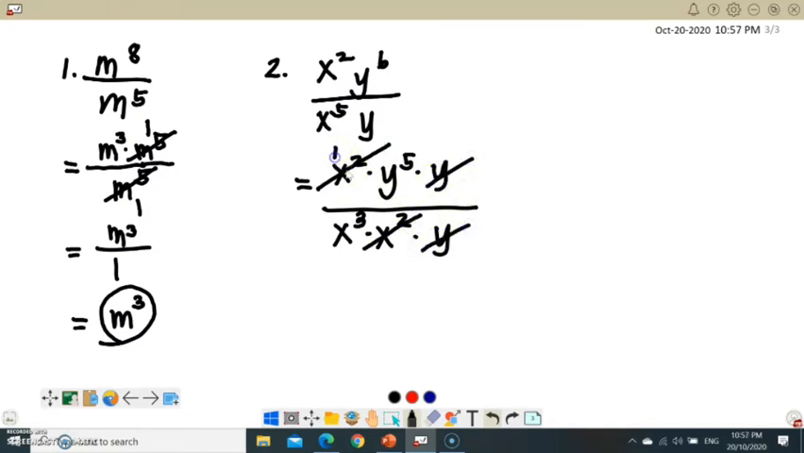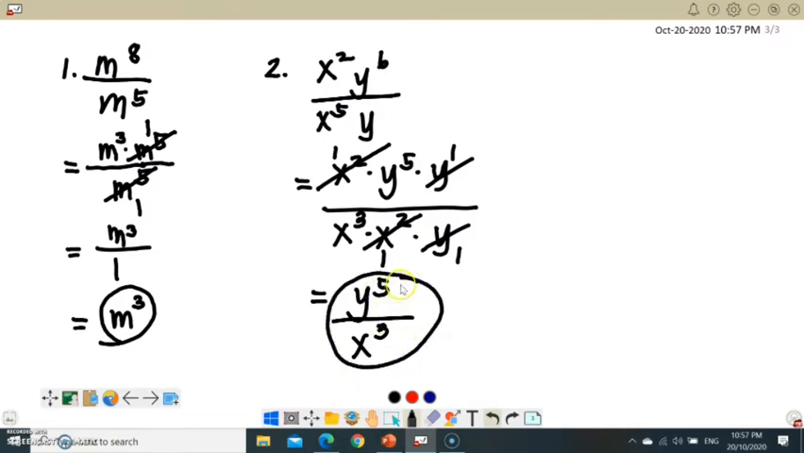So what is left here is 1, same as with this, 1, 1, and 1. Then we multiply what is left on the numerator. 1 multiplied by y raised to 5 multiplied by 1 is equal to y raised to 5, over what's left on the denominator. x cubed multiplied by 1 multiplied by 1 is equal to x cubed. So the simplest form, or the lowest terms, for x squared y raised to 6 over x raised to 5 y is y raised to 5 over x cubed.